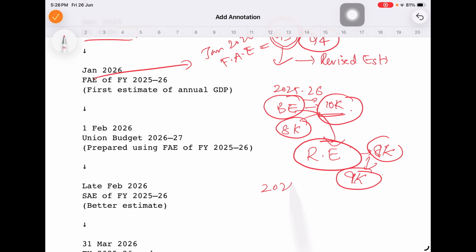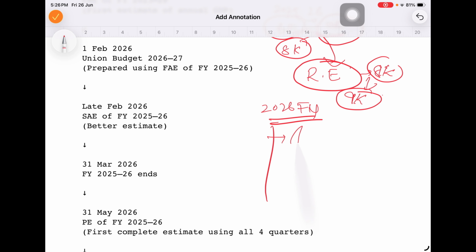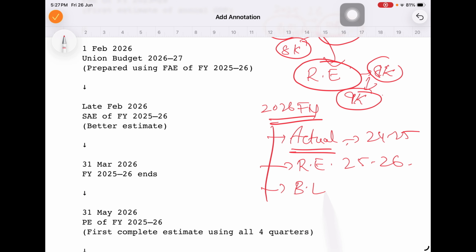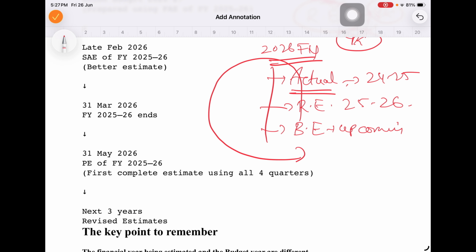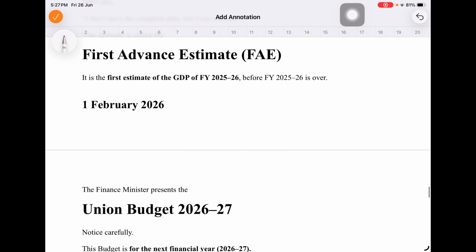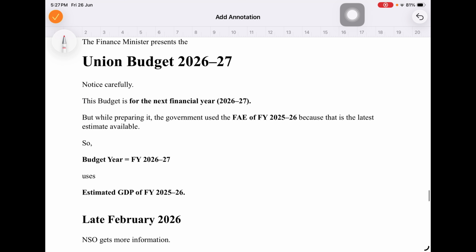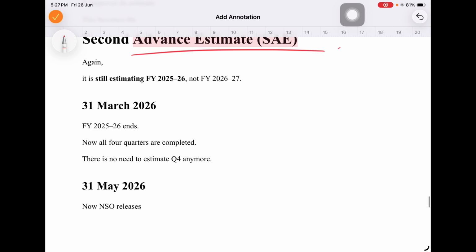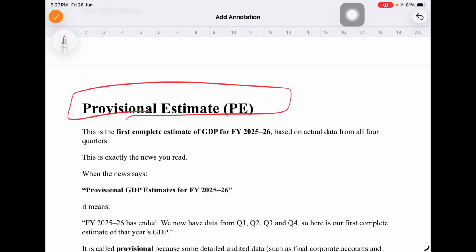Next, in the 2026-2027 financial year, when they release the budget, what information do they have? They have the actuals for 2024 and 2025. Then they have the revised estimate for the previous year, that is 2025-2026. And then they have the budget estimate for the upcoming year. And then this cycle repeats. For this cycle to repeat, this is why we have this news. So first advance estimate, and then you also have something called the second advance estimate, and then you have the provisional estimate as well.